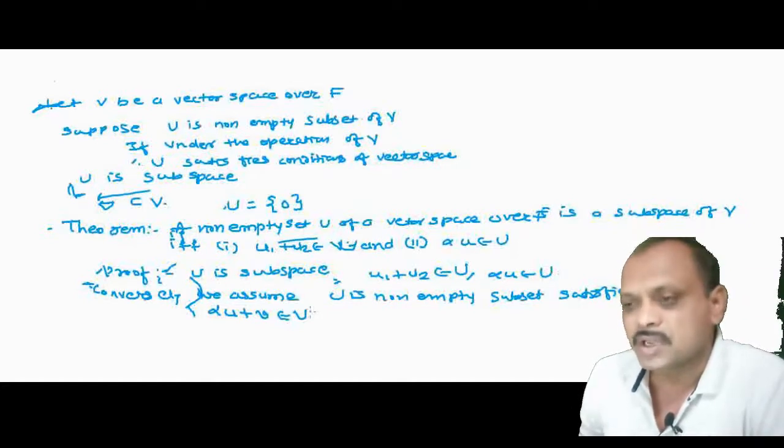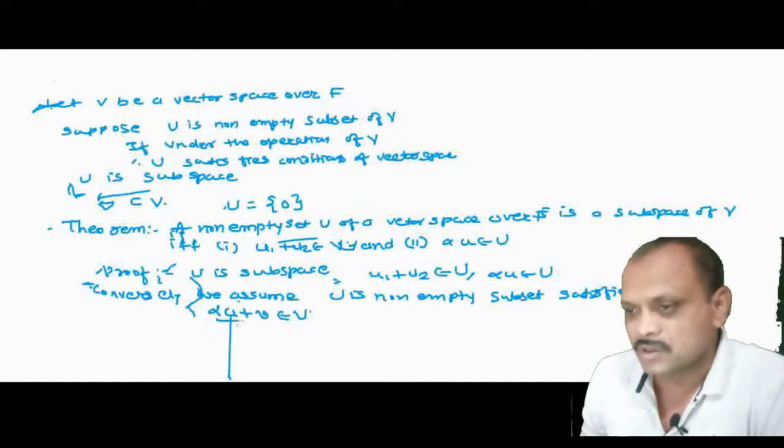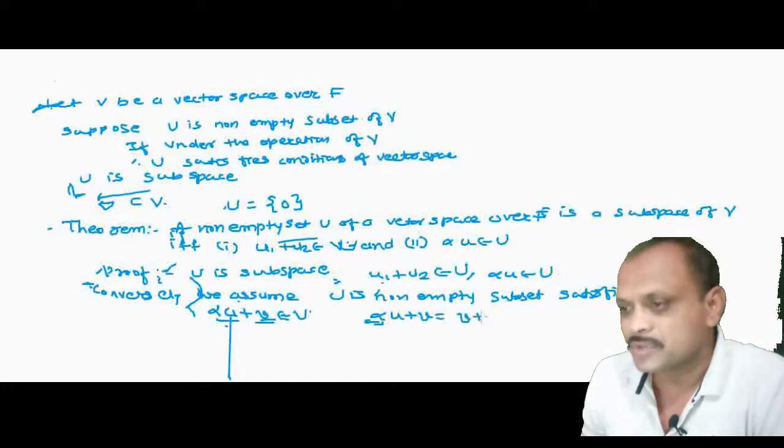The first condition shows that alpha u belongs to U. The second condition shows that if we have two members, alpha u is one member and v is another member, then their addition belongs to U. So this combination of two conditions shows that alpha u plus v belongs to U. Now plus is a commutative operation, therefore alpha u plus v equals v plus alpha u, and it also belongs to U.